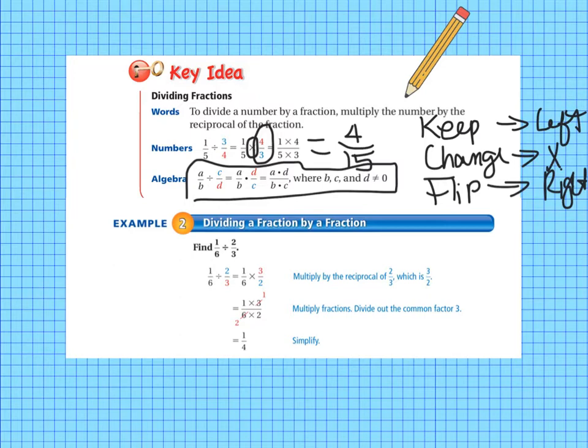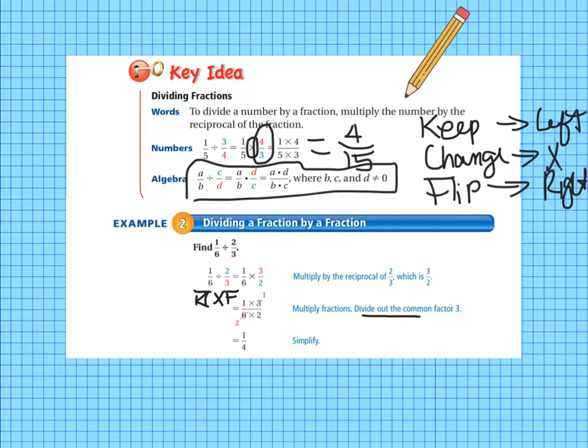Example 2, dividing a fraction by a fraction. 1/6 divided by 2/3. We are going to keep the fraction on the left the way it is, and we are going to change the sign to multiplication, and we are going to flip the one on the right. So we're taking the reciprocal. So 1/6 divided by 2/3 becomes 1/6 times 3/2.